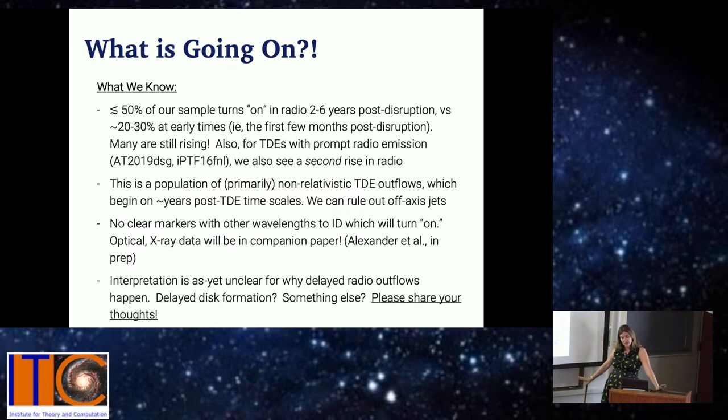Delayed disk formation was something, for example, we suggested in our paper. You could imagine that when you see the initial optical flare, what you're seeing is something like stream-stream collision, and what we're seeing at later times is an accretion disk being formed. I'm not exactly married to this idea. I'm not going to bet the farm. I'm actually, if anything, going to suppose that there might be multiple explanations for what causes these outflows. But you know, this is ITC. I would really love to hear anybody's thoughts on this, either now or later. So thank you very much.